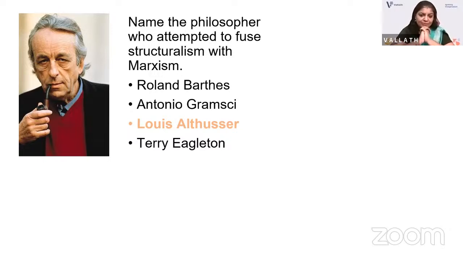Okay, next question. And yes, he famously described himself as a social anarchist. So you can get a question like, who among the following described himself or thought himself to be a social anarchist? So that's an important point. Okay, he went against the base superstructure binary opposition of Karl Marx. And he also talked about how ideology subjugates you. That term is interpellation.